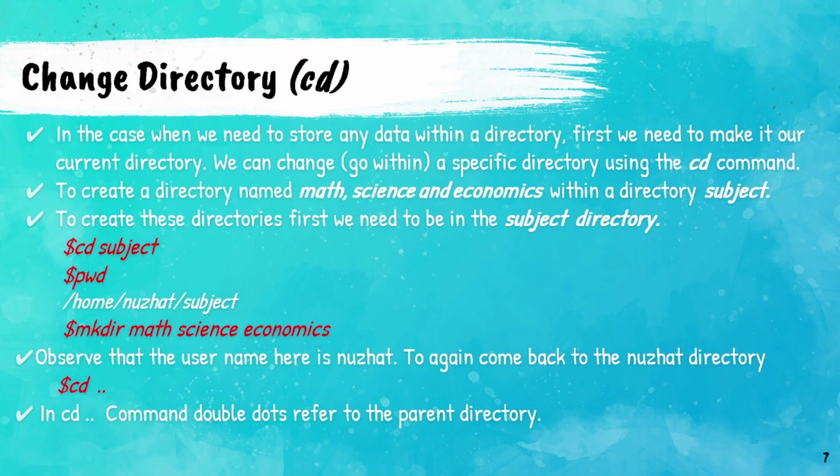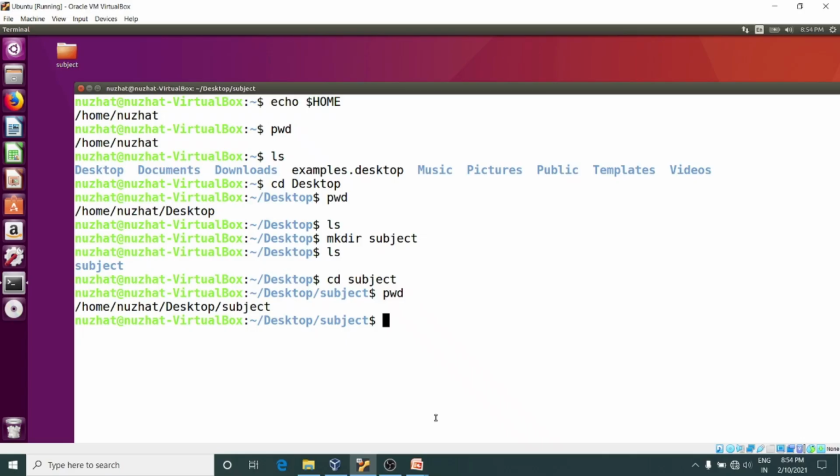It enables us to move around the file system. In case we need to store any data within a directory, the cd command is used to change or go within a specific directory. Now here we will create 3 more subdirectories inside this subject directory. The power of the command line over the GUI lies in its flexibility.